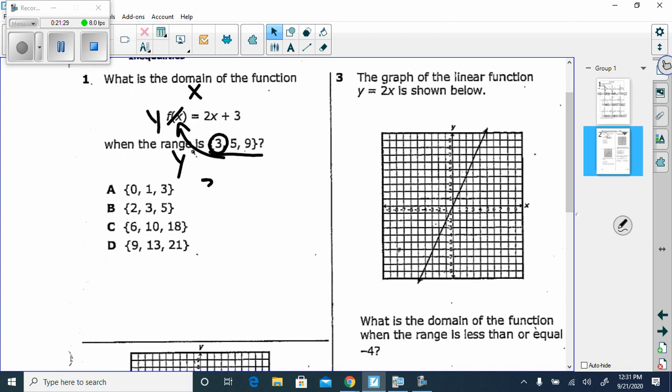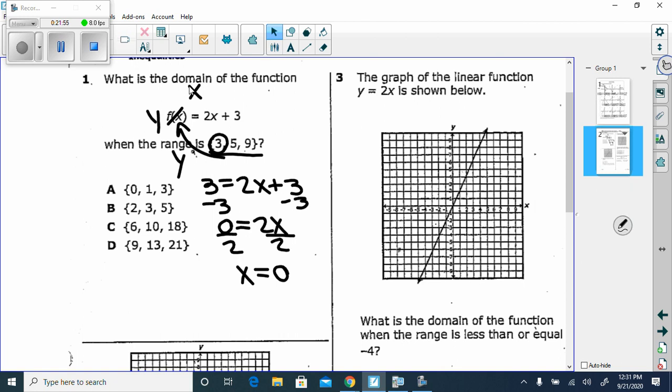So I would replace y with 3 and set it equal to 2x plus 3. Now I just got to solve for x. So how would I do that? Okay, and what is 3 minus 3? So I've got 0 equals 2x. And I get, right. And the only one that has that is A. Now, if there were multiple with 0, we would just try the next number and so on, right?